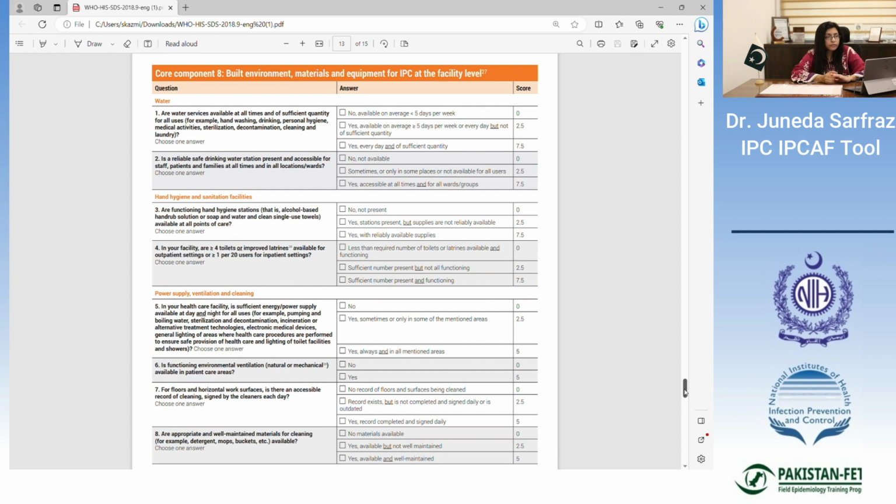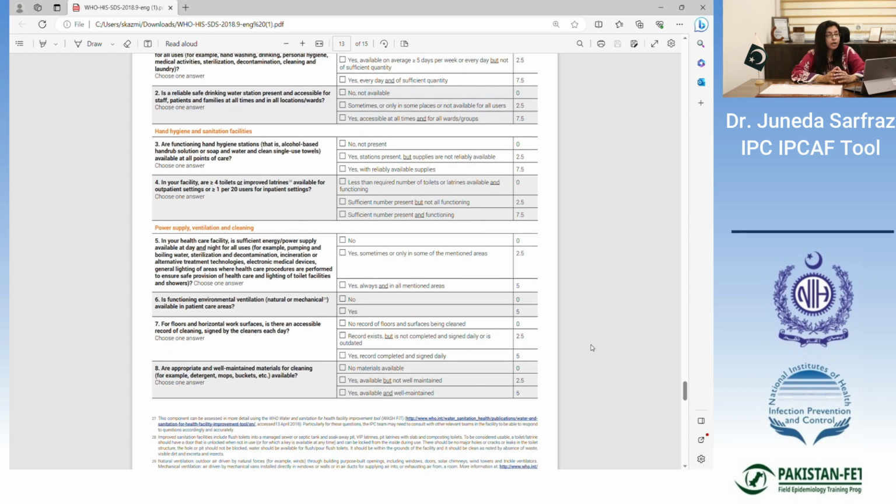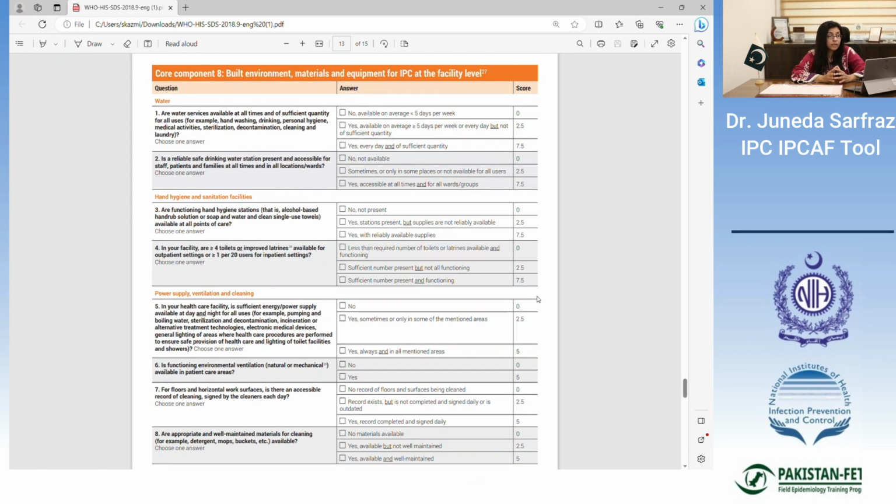So what are the different things that should be there? Water is a core and essential component. So are the water services available at all times and in sufficient quantity for all uses? For example, hand washing, drinking, personal hygiene, medical activities, sterilization. It also shows the need of water for IPC activities. So it has a graded scoring from 0 to 7.5, and depending on what the situation is, that can be done.